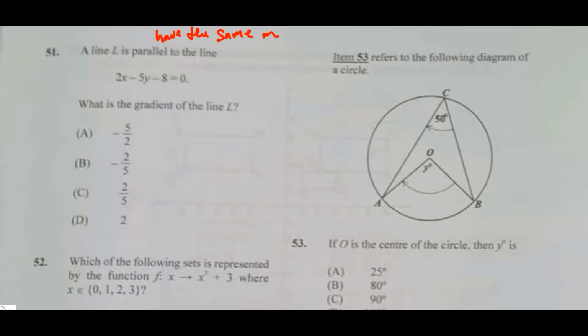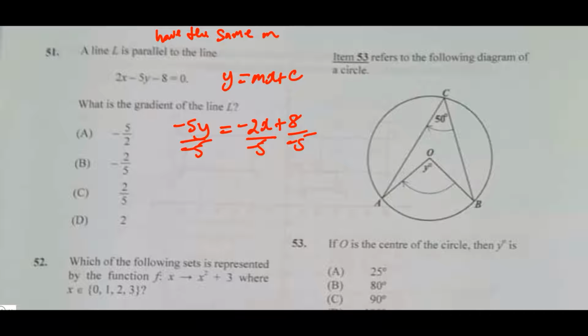So let's put this in the form y equals mx plus c. I'm just going to do it quickly. So we have minus 5y is equal to negative 2x plus 8. I'm going to divide both sides by negative 5. You can pause the video and work out your answer and come back. So you have negative 2 over negative 5, so that's 2/5 x, and then minus 8 over 5, but we're only concerned with the gradient. So know that m is the gradient, so our gradient will be positive 2/5.